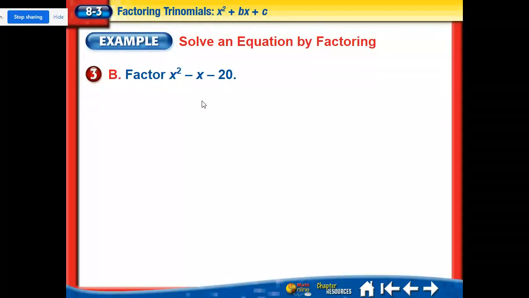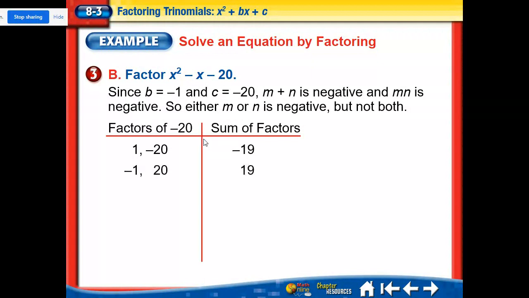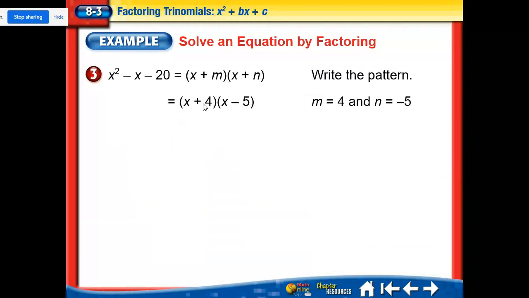All right, what about this one? Again, there's a 1 here. So two numbers that multiply to negative 20 that add up to be negative 1. So looking at all the factors here, you probably already know it's 4 and negative 5 there. So x plus 4 and x minus 5.